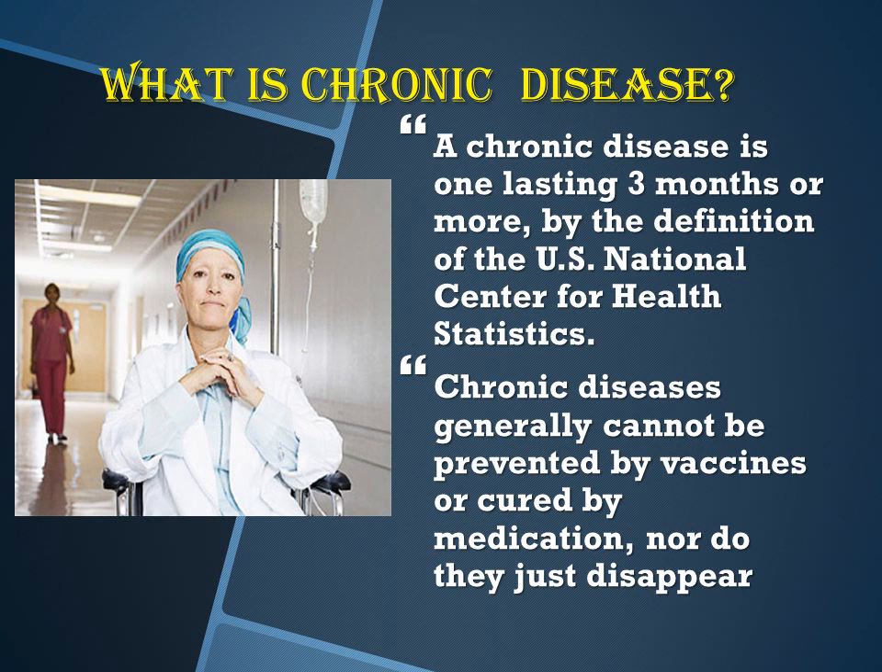So it leaves us asking, what is a chronic disease? A chronic disease is a disease that lasts for longer than 3 or more months, and that is the definition of the U.S. National Center for Health Statistics. A chronic disease generally cannot be prevented by vaccination or cured by medication, and nor does it just disappear.